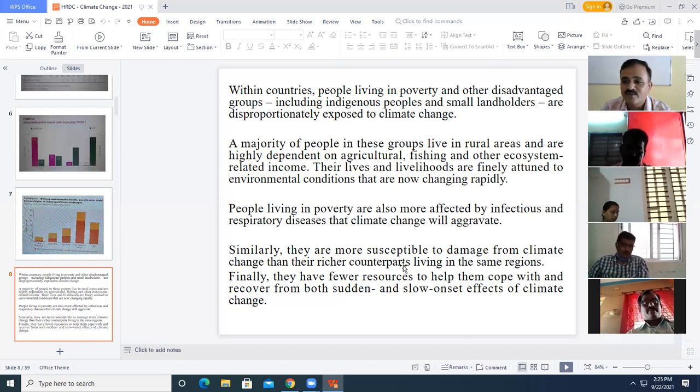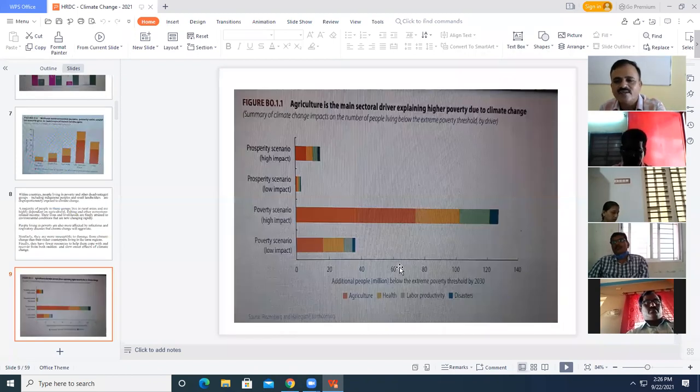So the people who are vulnerable in a country do not have the resources to cope with that particular environmental problem and also to recover from the sudden effects. Even for recovering from the problems they have faced because of floods or other natural disasters, it is very difficult for them because they have fewer resources. And as we have just noted, the agriculture sector is the worst affected sector of the economy because of climate change.